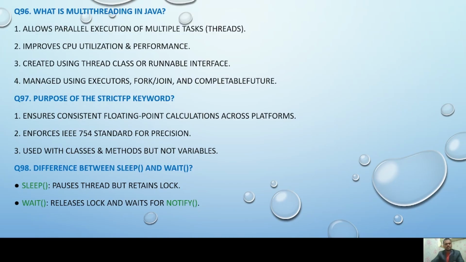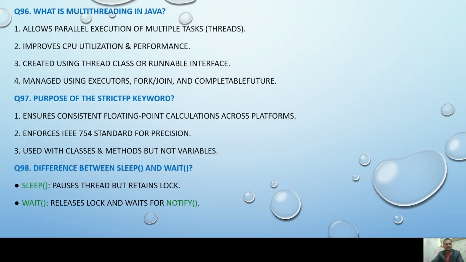Next question. What is multithreading in Java? Allows parallel execution of multiple tasks, that is threads. Improves CPU utilization and performance. Created using the Thread class or Runnable interface. Managed using Executors, Fork/Join, and CompletableFuture.